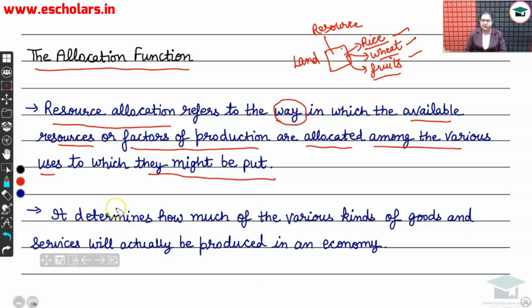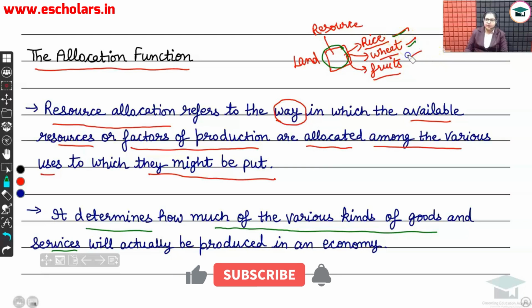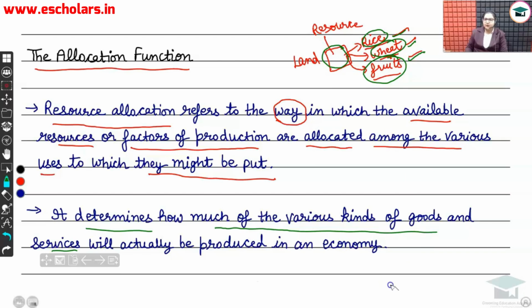Okay. So it is a decision about the distribution of the resource. Not only this, the allocation function also involves determining how much of the various kinds of goods and services will actually be produced by using the available resources in an economy. For example, if a farmer will use this land for the cultivation of rice, wheat and fruits, then the farmer will also decide how much quantity of rice, wheat and fruits he will grow on this particular piece of land. Okay. So the allocation function also decides the quantity of various kinds of goods and services which will actually be produced in an economy. Okay.